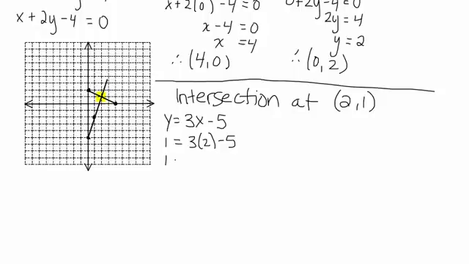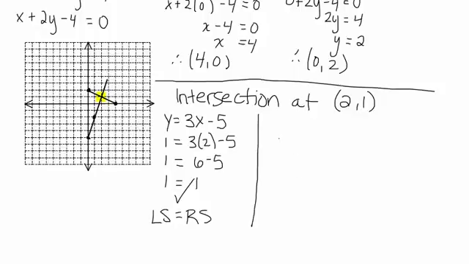Now the left side we have nothing to simplify, but the right side, let's simplify it. So 3 times 2 is 6, minus 5, 1 equals 1. The left side equals the right side. So for this equation, it's correct.